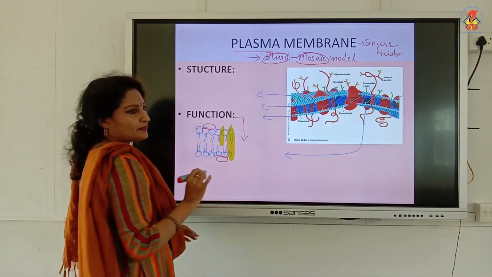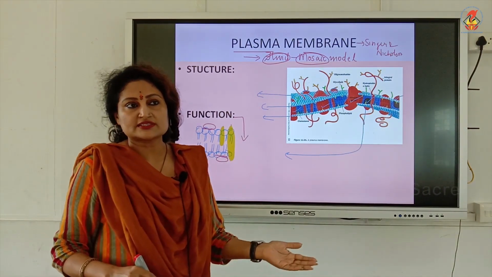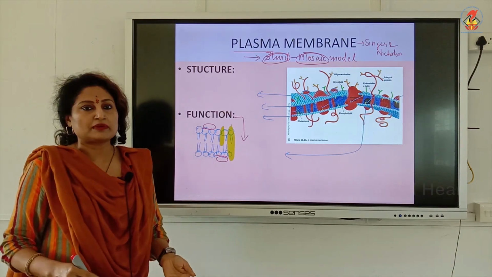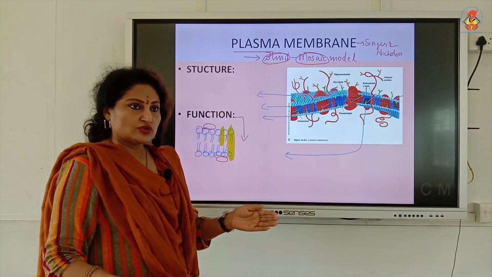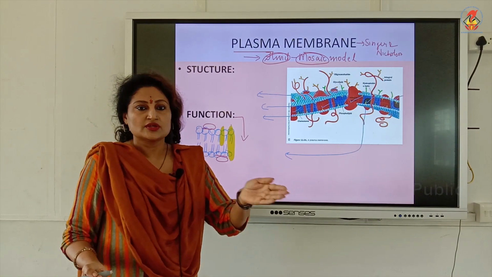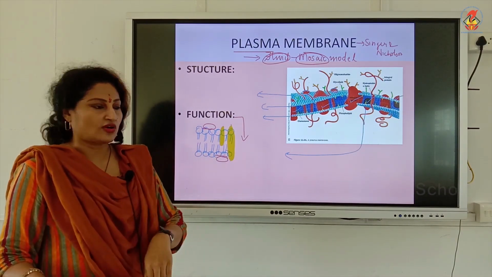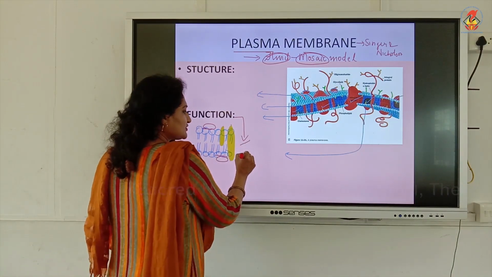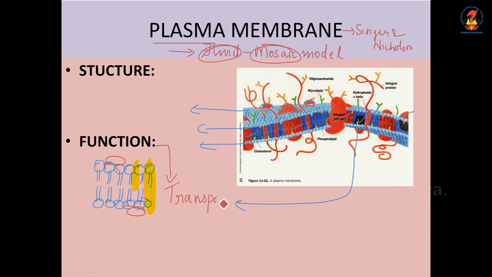The function of the plasma membrane, you all have heard right from the lower classes, it is called selectively permeable membrane or semi-permeable membrane. So we know it permits the materials through from outside to the inner of the cell. The main function is for transport of materials from the outside to the inside or from the inside to the outside, to and fro. And the transports are basically classified into three main types: passive transport, active transport and osmosis.